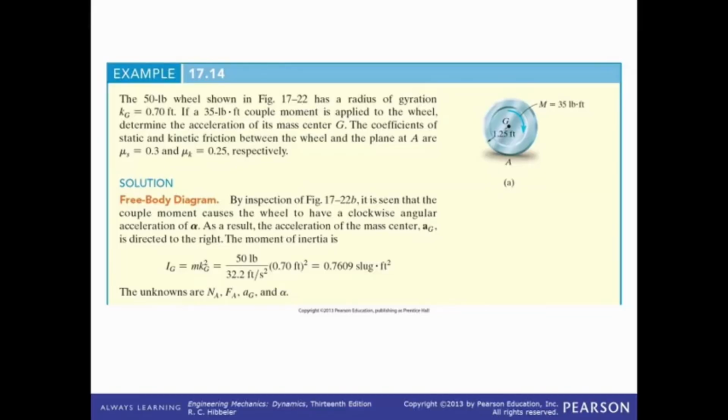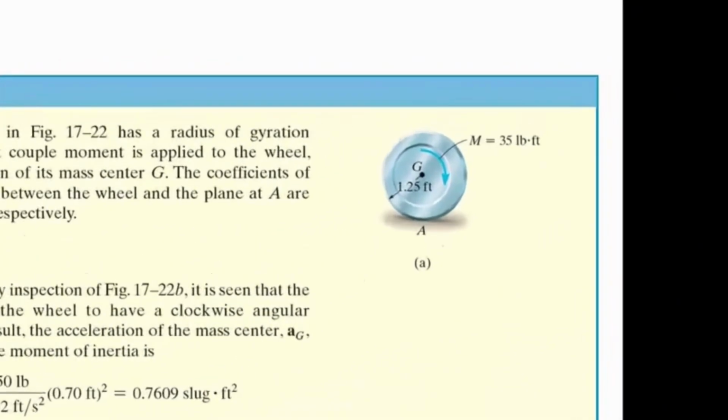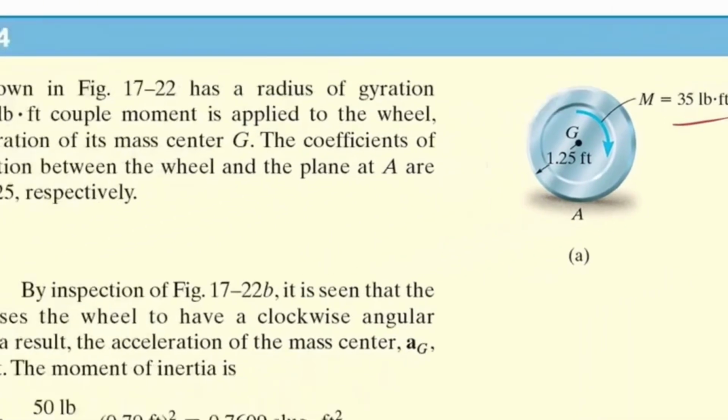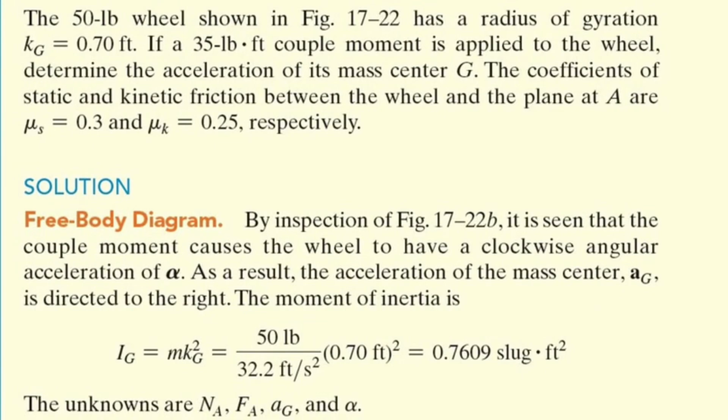So here's example 17.14 from the book. This is an example when you don't know whether or not the wheel is slipping or not. So the wheel is 50 pounds. It has a radius of gyration of 0.7 feet. There's a 35 foot-pound moment applied to the wheel. Determine the acceleration of the mass center, G. The coefficients of static and kinetic friction are 0.3 and 0.25 respectively.